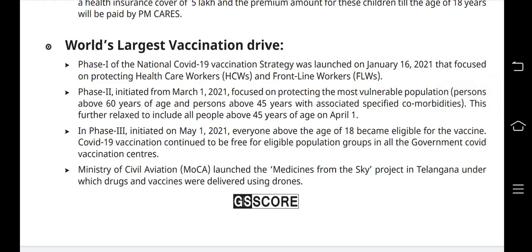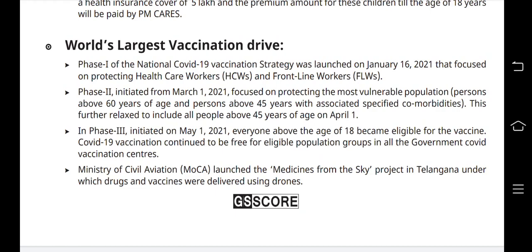Phase 1 of the National COVID-19 Vaccine Strategy was launched on January 16, 2021, and focused on protecting healthcare workers (HCWs) and frontline workers (FLWs). Phase 2, initiated from March 1, 2021, focused on protecting the most vulnerable population: persons above 60 years of age and persons above 45 years with associated specified comorbidities. This was further relaxed to include all people above 45 years of age on April 1st.